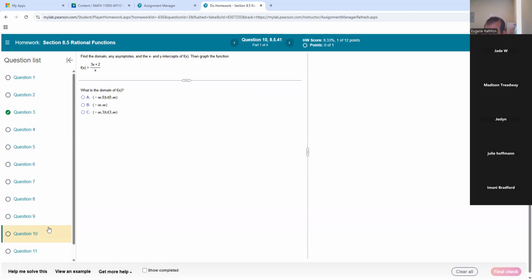All righty. So let me write this one down. This is f of x equals 3x plus 2 over x. Now look what they want. They want the domain, any asymptotes, x and y intercepts, okay? So they want domain, asymptotes, and then what I say, x and y intercepts.